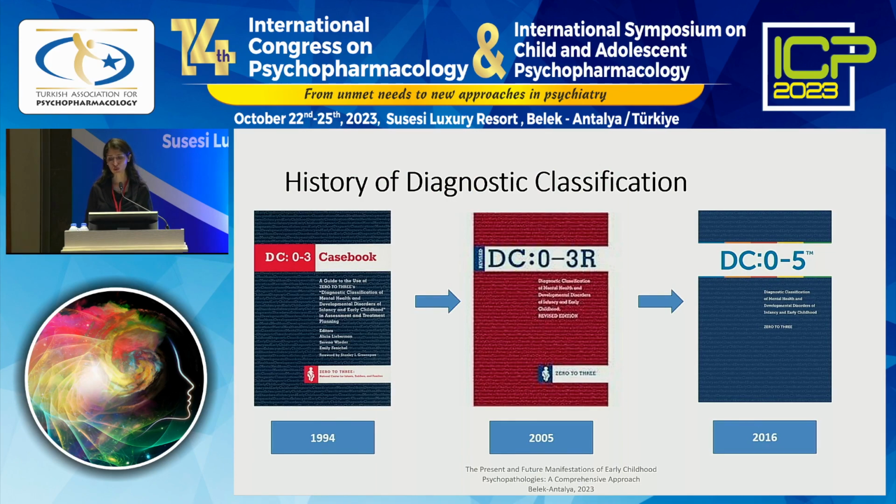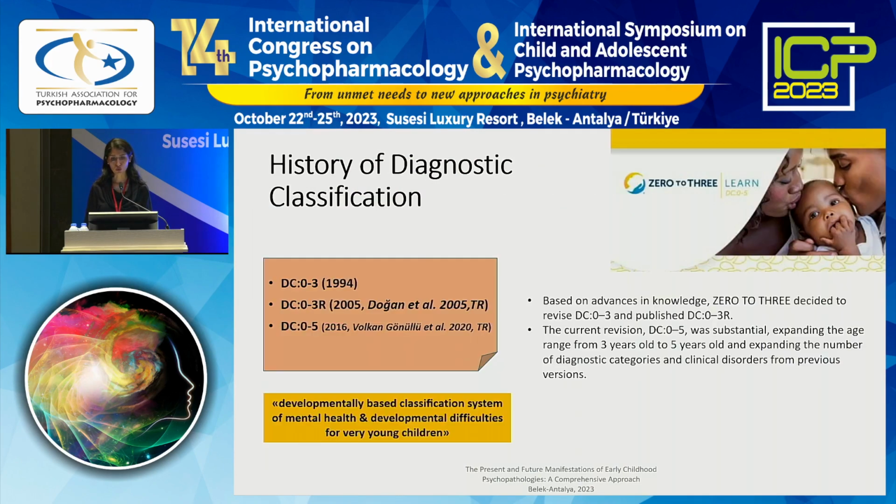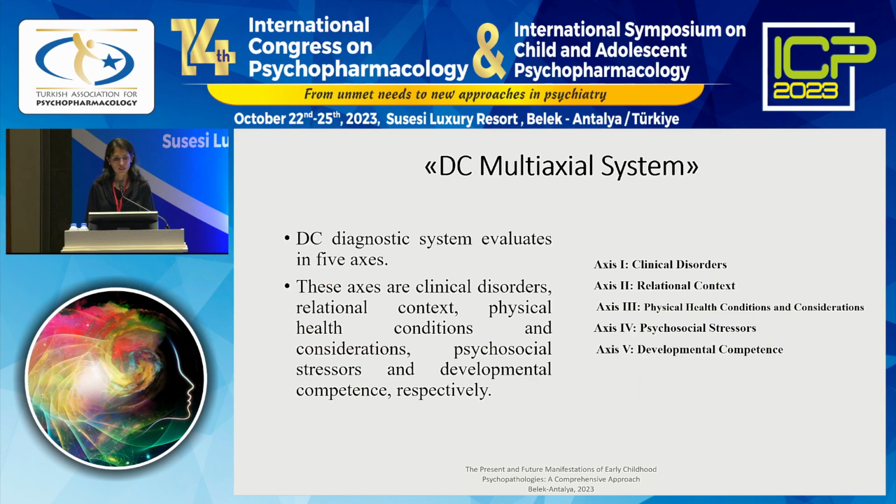This is the history starting with 1994, 2016, the last revision. What is the change in here for infants and children, in particular developmental difficulties for very young children? So it is a development-based category. It's a multi-axial system, as I told you. The first, clinical disorders; the second, relational context; third, psychological health.